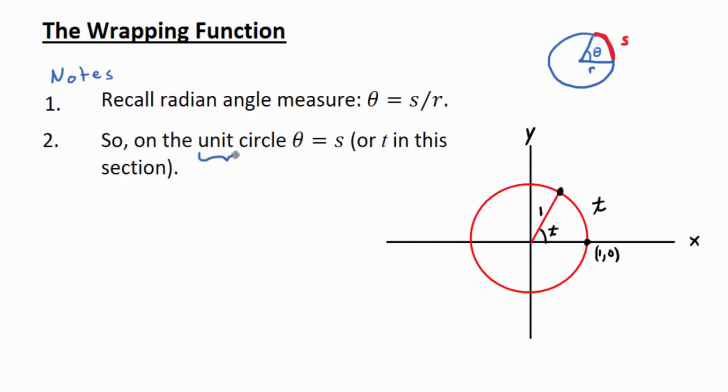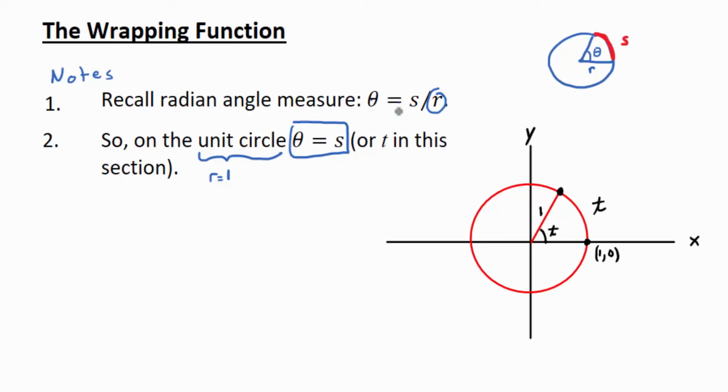On the unit circle, what's the radius? 1. R equals 1. So on the unit circle, theta is equal to S. You see why? If R is equal to 1, you just get theta equals S over 1 in radian angle measure, which is just S. So there's a correspondence, an equality between the arc length and theta if R equals 1, if we're talking about the unit circle. Theta equals S, arc length.